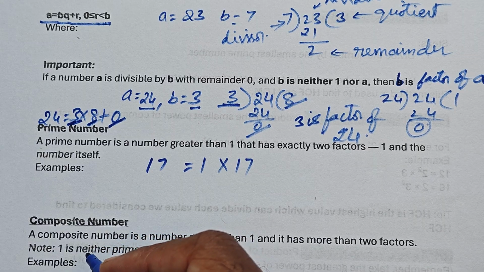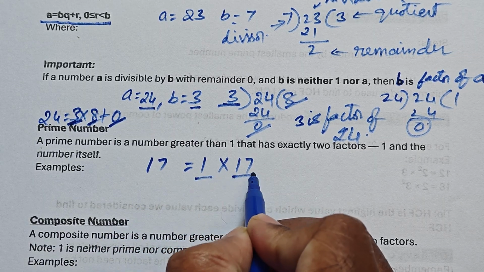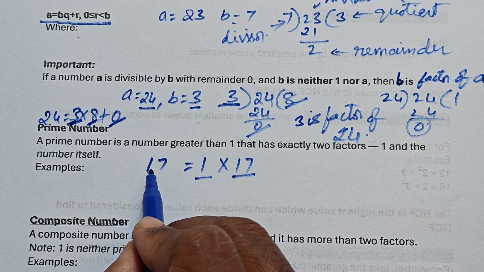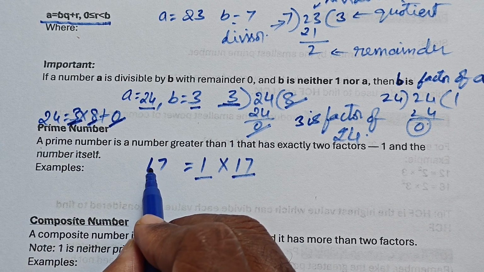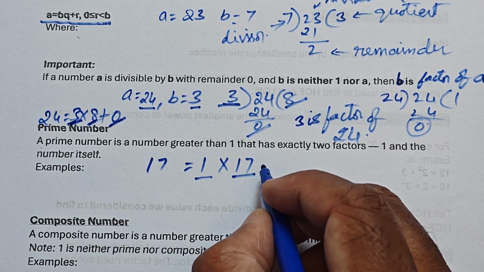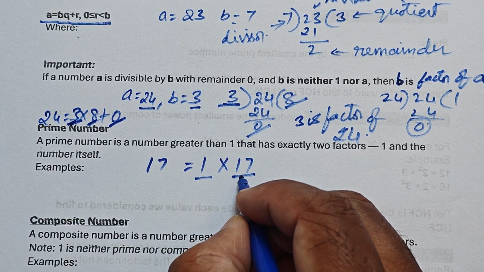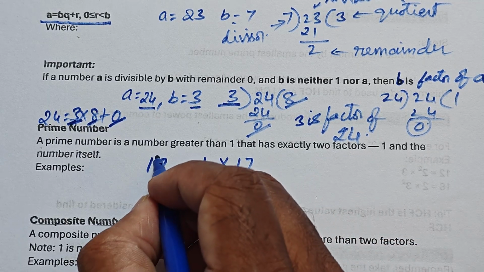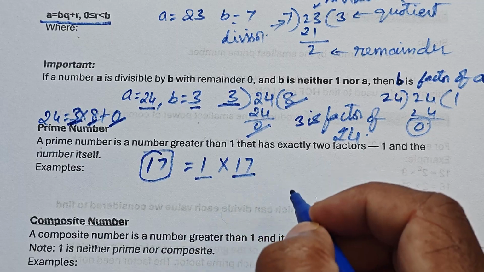Here the order is not important, but the numbers are important. Here I cannot factorize it with any other thing, like 17 cannot be divided by any other number. So only the number 1 and the number itself. If this is the case, such numbers are called prime numbers.